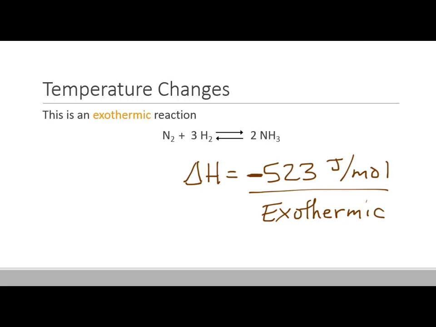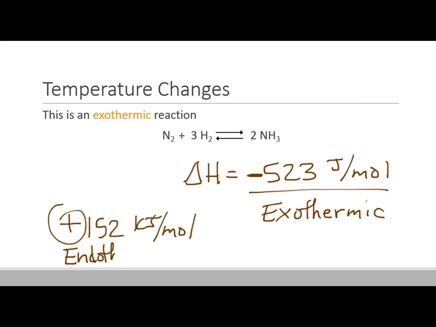If I told you that it had a delta H of positive 152 kilojoules per mole or something like that, then you'd say, oh, that's a positive value. This must be an endothermic reaction. And then you could figure it out from there, right? So just be aware that I could tell you it's exothermic or endothermic, or I could just give you the value for delta H.